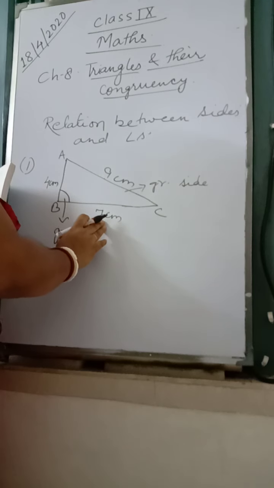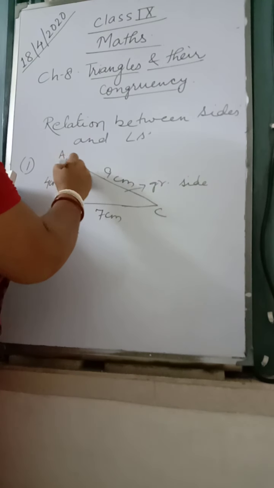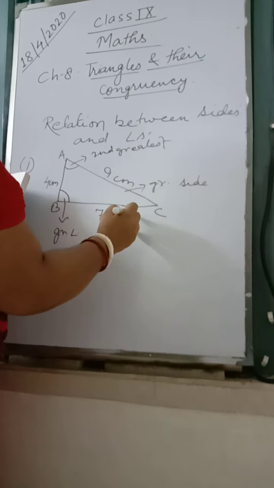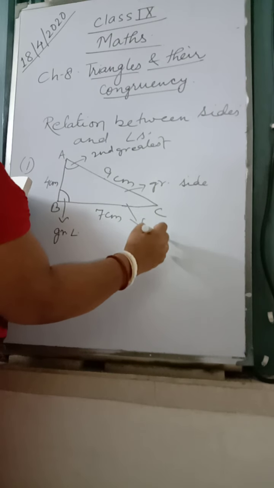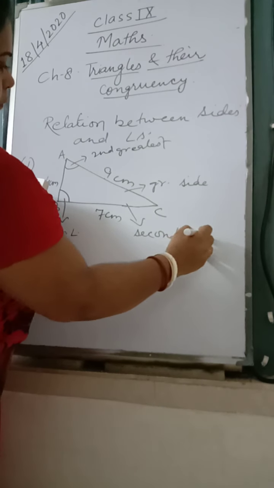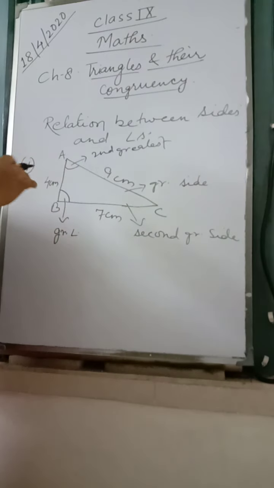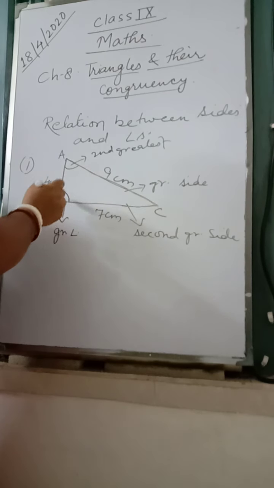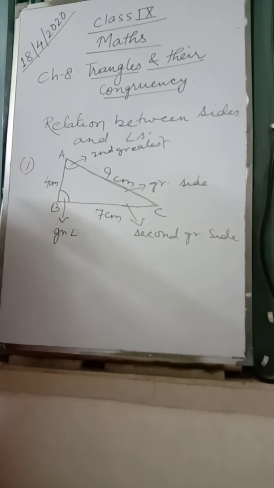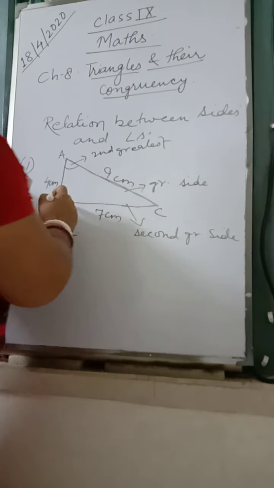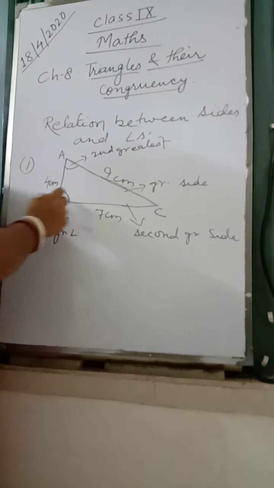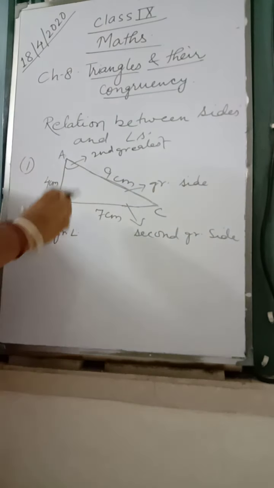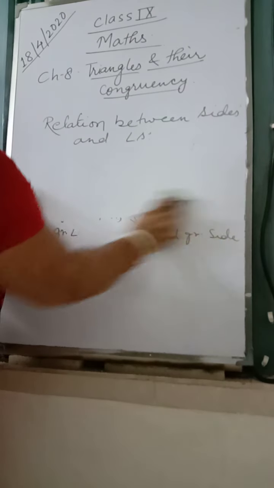Now second is 7 centimeter, so this angle will be second greatest. This is the second greatest side. So always keep it in mind, in a triangle where we have a greater side, the angle opposite to it will be the greater angle. AC is the side opposite angle B. The side BC is opposite angle A. So the first relation says the greatest side has the greatest angle opposite to it.